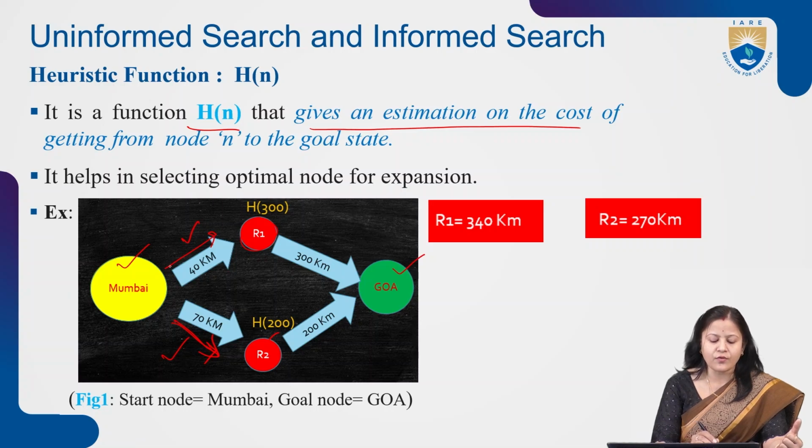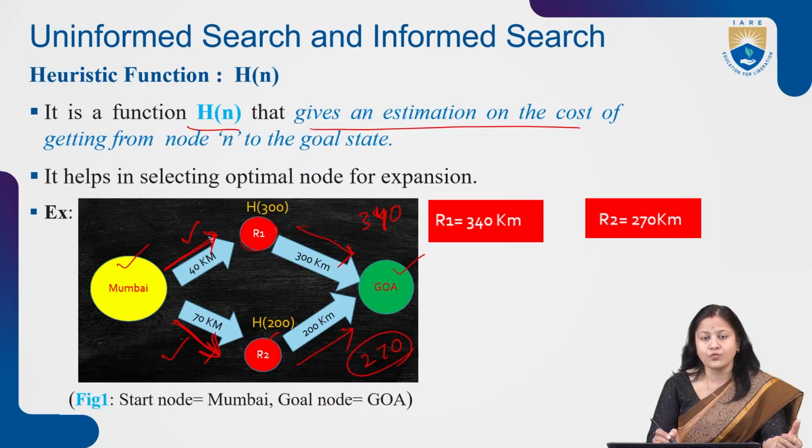Now if I follow the least distance, that means the 40 kilometer path, then what would be the total distance to reach Goa? 40 plus, from R1 to Goa, it is given as 300 kilometers. So 40 plus 300 gives a total of 340 kilometers. But if the agent follows R2 from Mumbai, that means 70 kilometers, then the agent has to follow 200 kilometers, so it becomes 270 kilometers. So which one is the least distance? Actually the least distance is through route R2.